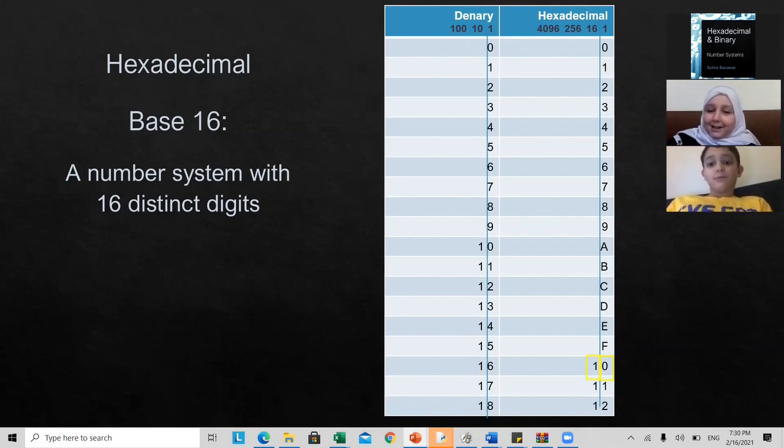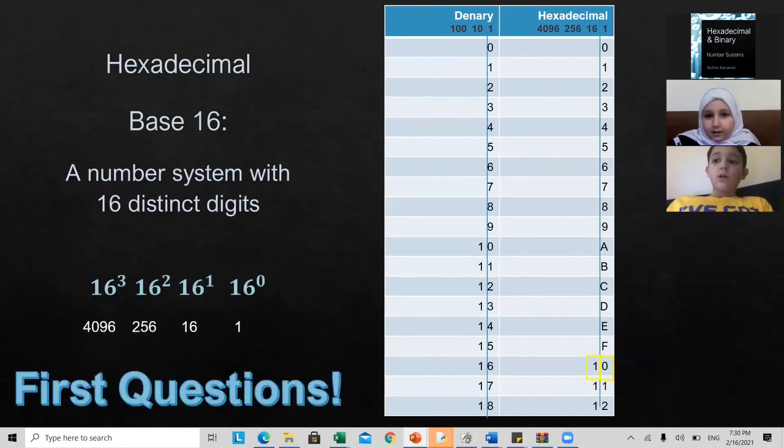How do we compare them? Well, we have to know that A is actually equal to 10 in our base 10 number system. B is equal to 11. C is equal to 12. So how do I know what 10 is if it's hexadecimal? How do I convert it to decimal or denary? This is the ones and this is the sixteens. I have 0 ones and I have 1 sixteen. That means 1 0 in hex is equal to 16 in denary or decimal.